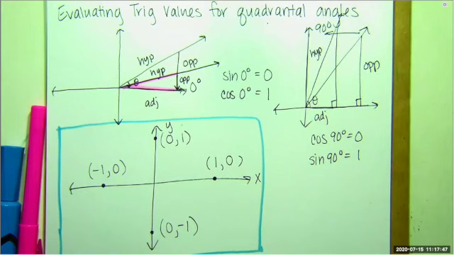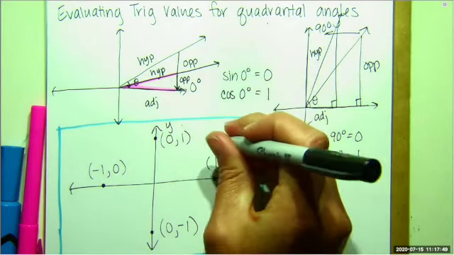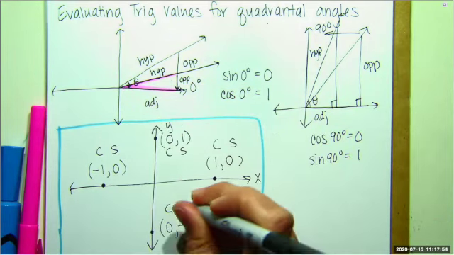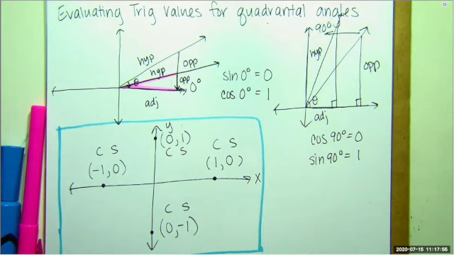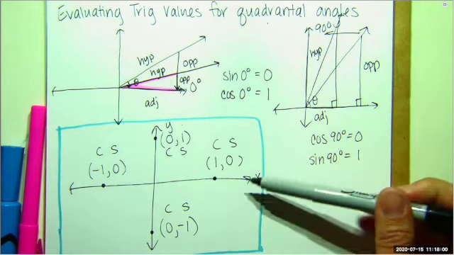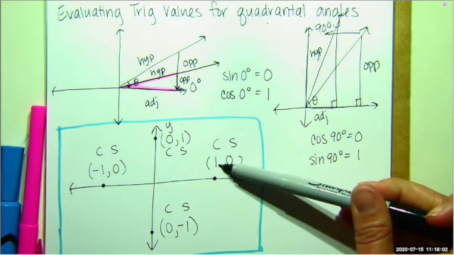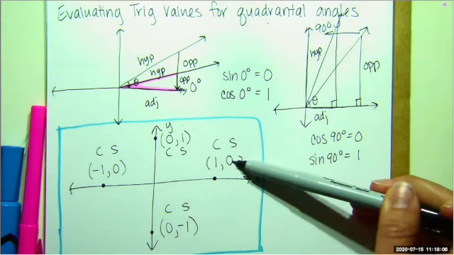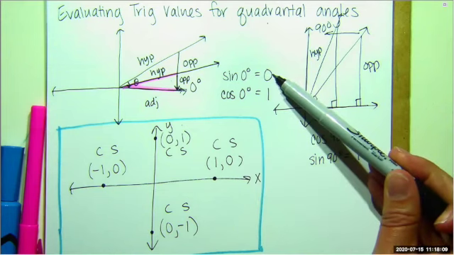Now here comes the shortcut. These go in alphabetical order. Cosine, sine, cosine, sine, cosine, sine, cosine, sine. So let's see how this matches up with what we just figured out. This is 0 degrees. At 0 degrees, cosine of 0 degrees is 1. That's what we figured out up here. Sine of 0 degrees is 0. That's what we figured out up here.